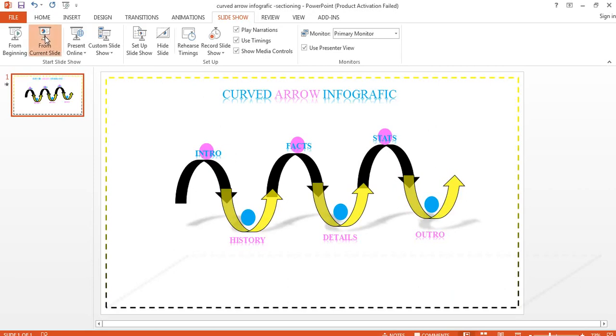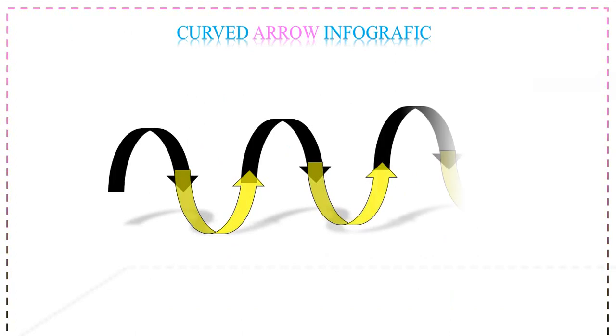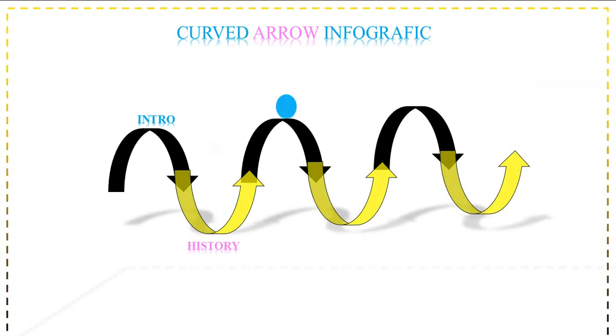Hello everyone, today I will teach you how to do this curved arrow infographics in PowerPoint. Basically, we can represent as many sections as we want in PowerPoint. This is a SmartArt-style curved arrow infographic that represents the number of sections you want to represent of a particular topic in PowerPoint. So let us learn how to do this.